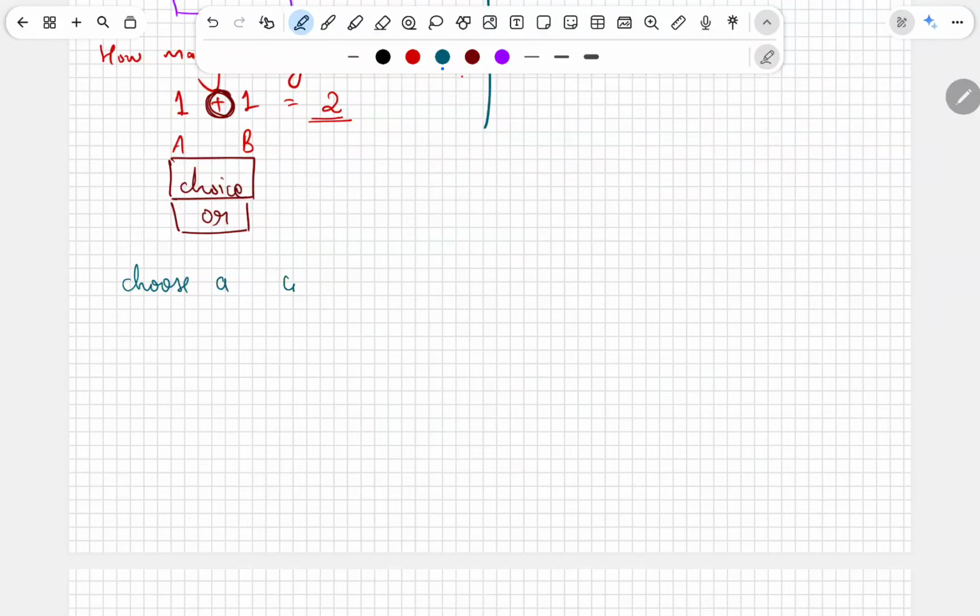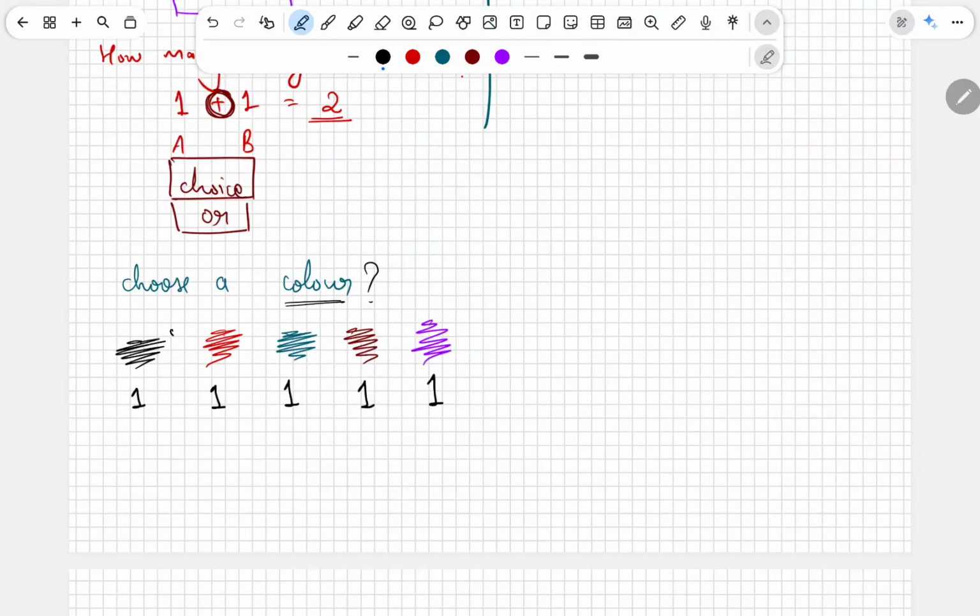So if I say choose a color, and your choices are, this is first choice, this is second choice, this is third choice, this is fourth choice, this is fifth choice. Now we have to choose a color. In how many ways can we choose a color? Now either this or this or this or this or this. So technically we are going to plus. So it will be 1 plus 1 plus 1 plus 1 plus 1. So I have 5 choices.